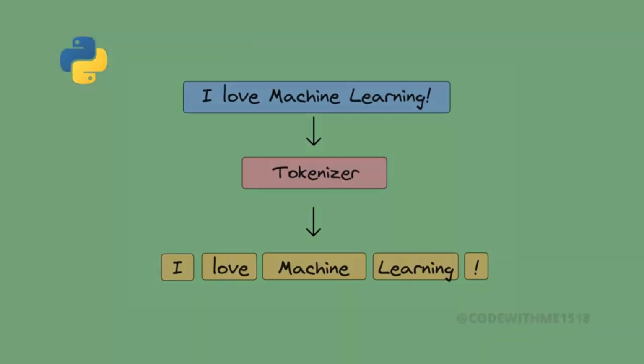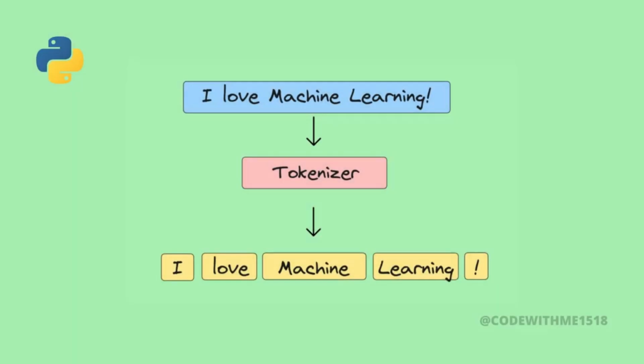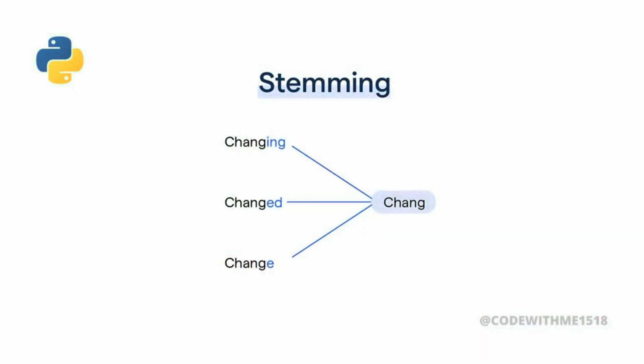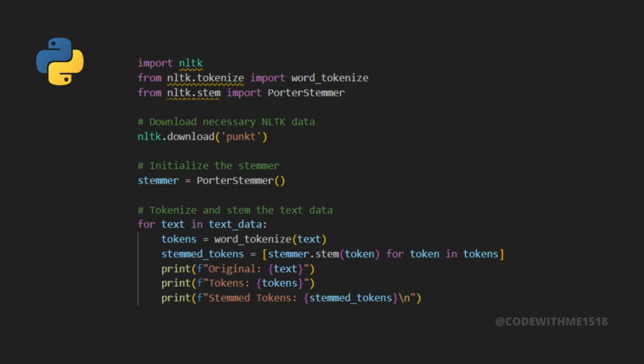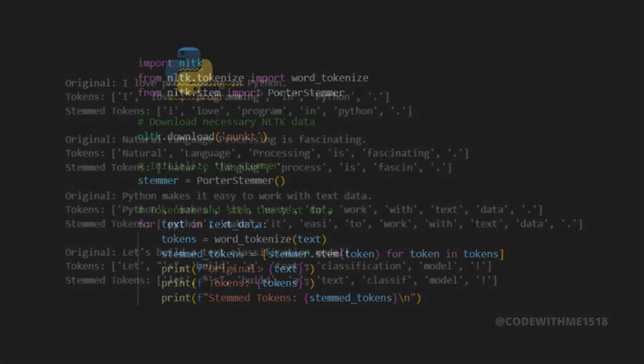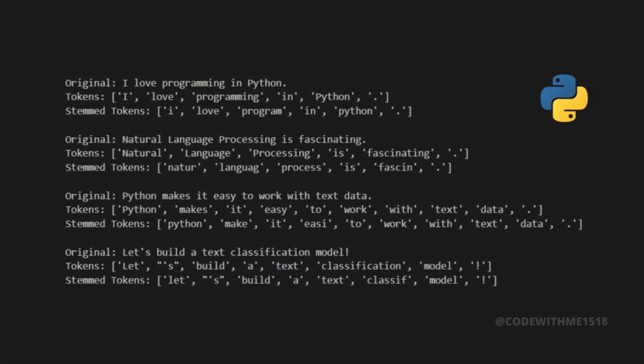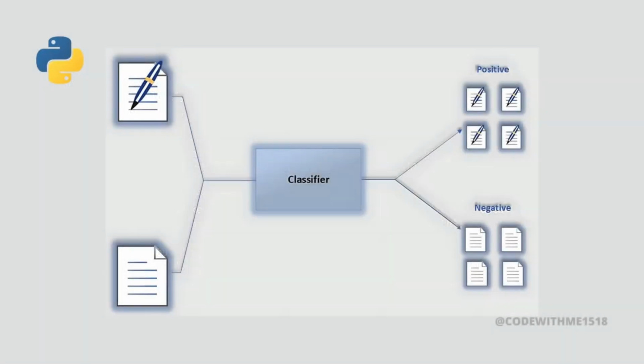Tokenization is the process of breaking down text into individual words or tokens. Stemming reduces words to their base or root form. These steps are crucial in preparing text data for analysis. Let's implement tokenization and stemming using the Natural Language Toolkit, NLTK. Tokenization and stemming are done. Now, let's use this pre-processed text data to create a simple text classification model.